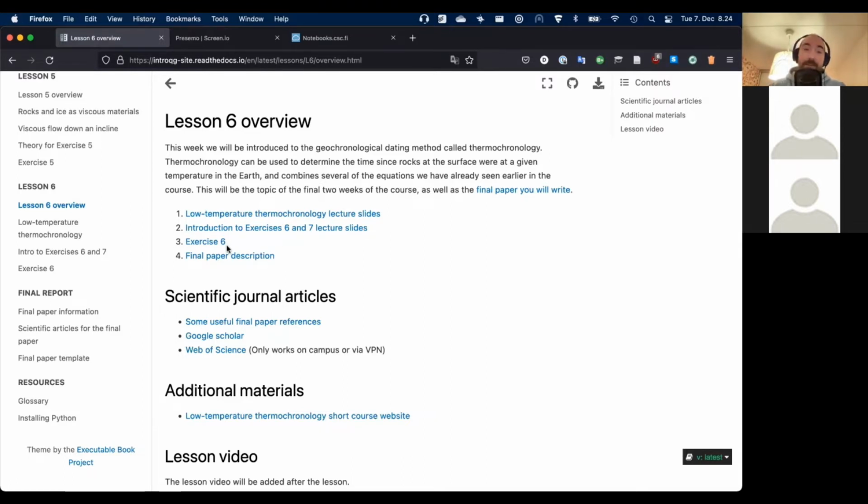exercise number 6, and exercise 6 is not yet ready. That'll be posted later today, so sorry about that, but I can give you an overview of the idea of exercise 6, and then we can talk about the final paper description, because yes, there is a final paper that you'll write based on exercises 6 and 7, and we'll go over that at the end of the course time today, so at the end of today's lesson.